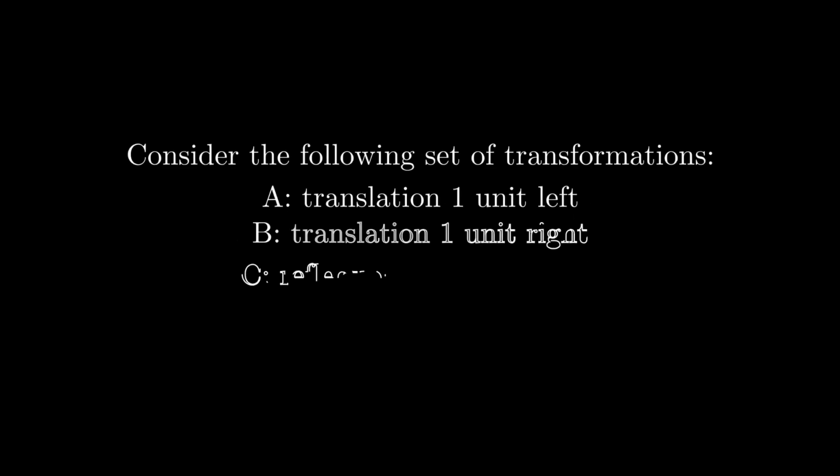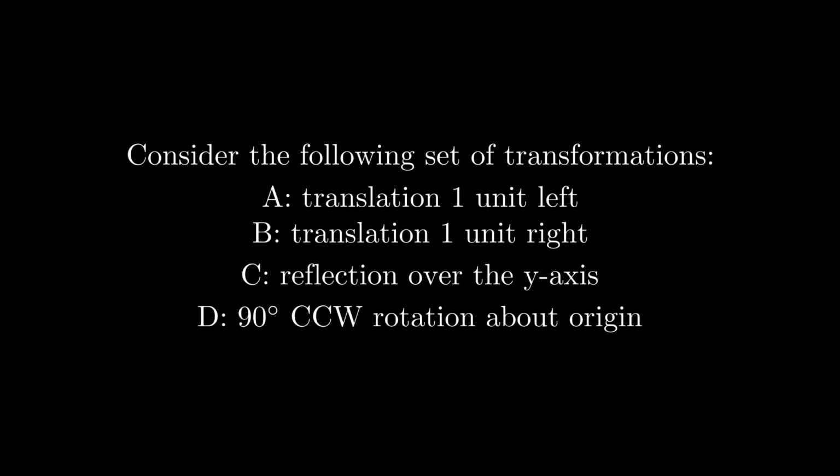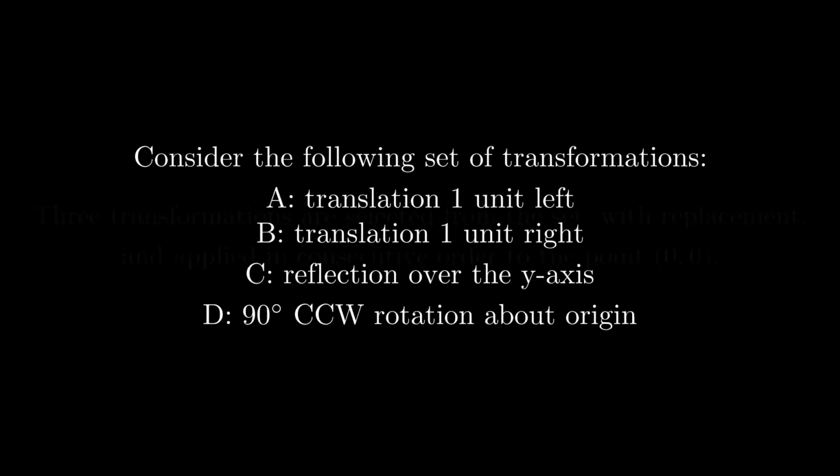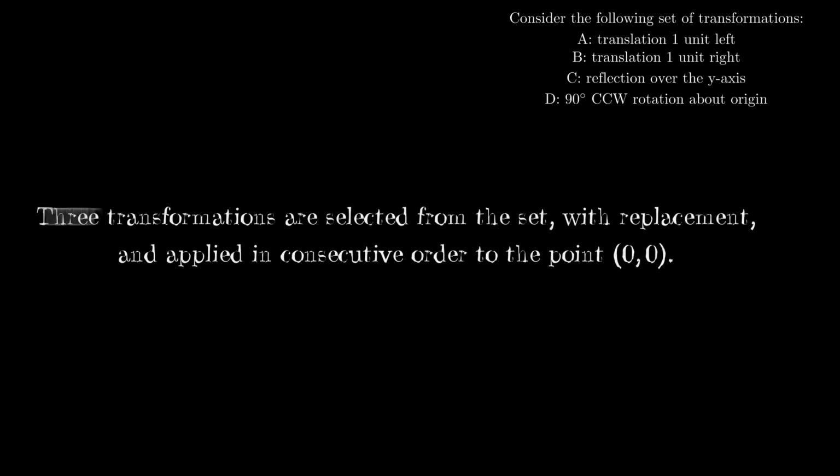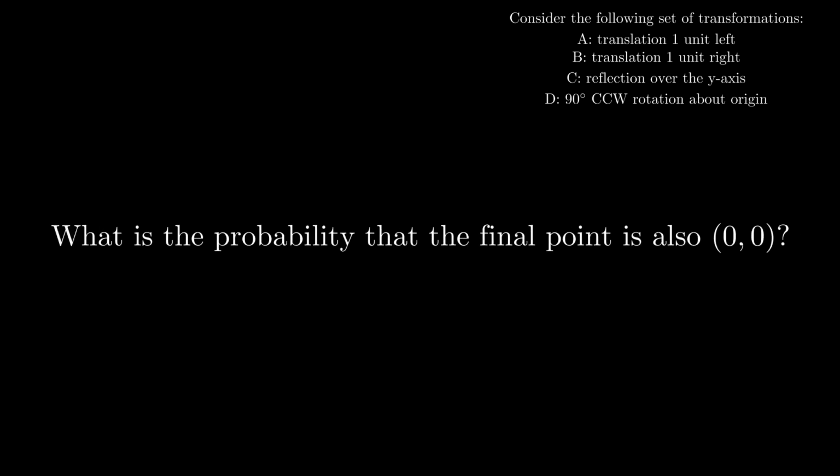Consider the following set of transformations. 3 transformations are selected from the set with replacement and applied in consecutive order to the point (0, 0). What is the probability that the final point is also (0, 0)? One can approach this problem using casework.